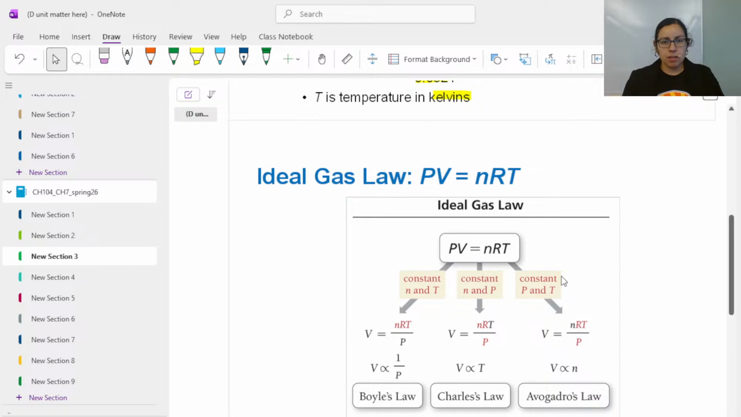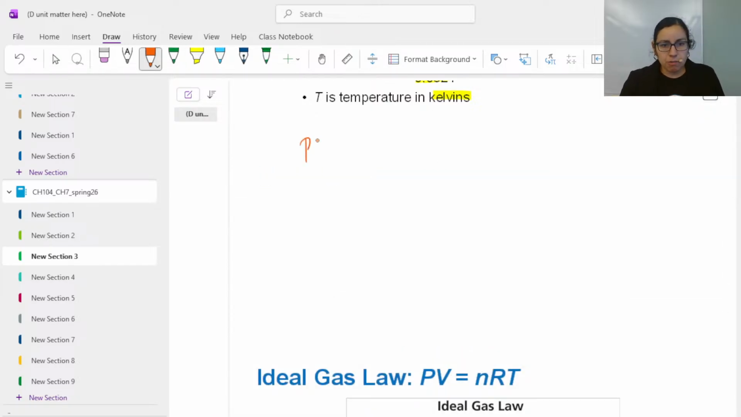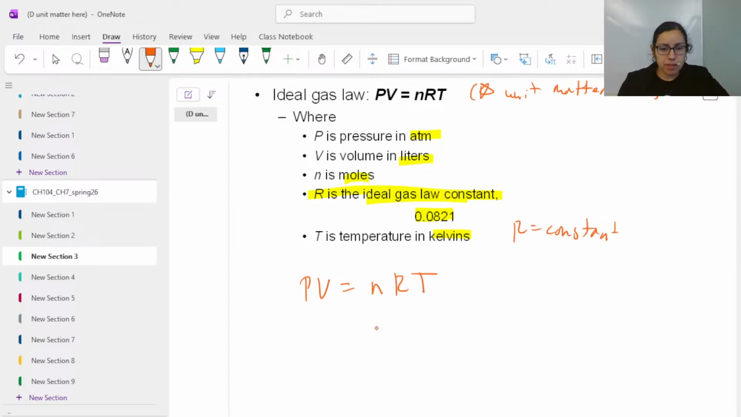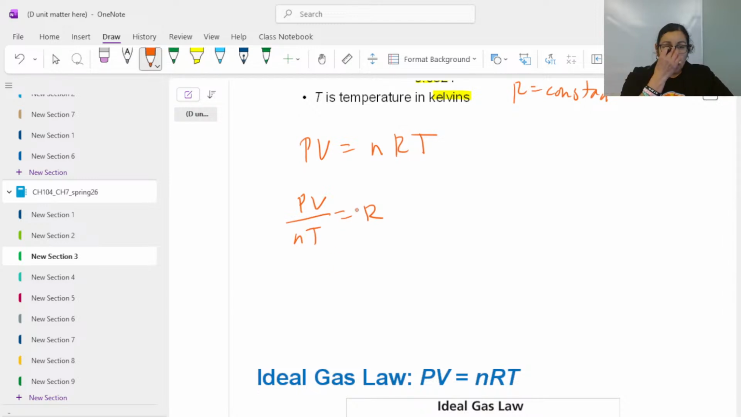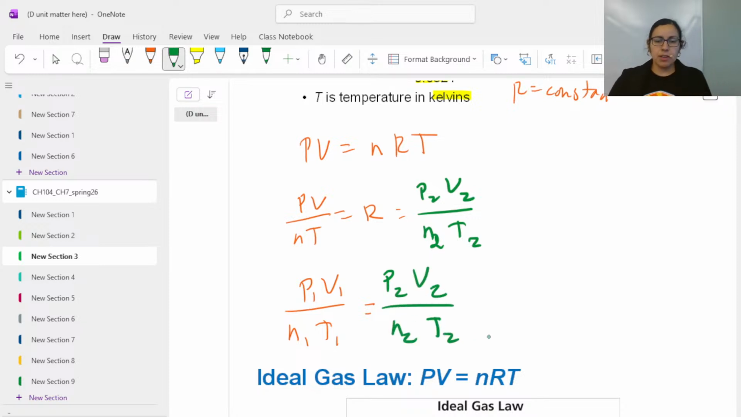And so then we want to do what I'll call a baby derivation. What they're telling us here is we have PV equals nRT. But we just went over that R is a constant. So we could rewrite our formula to give us PV over nT equals R, since that's a constant. Now we can set this equal to another set of conditions, which gives us our combined gas law: P1V1 over n1T1 is equal to any other set of conditions, P2V2 over n2T2.